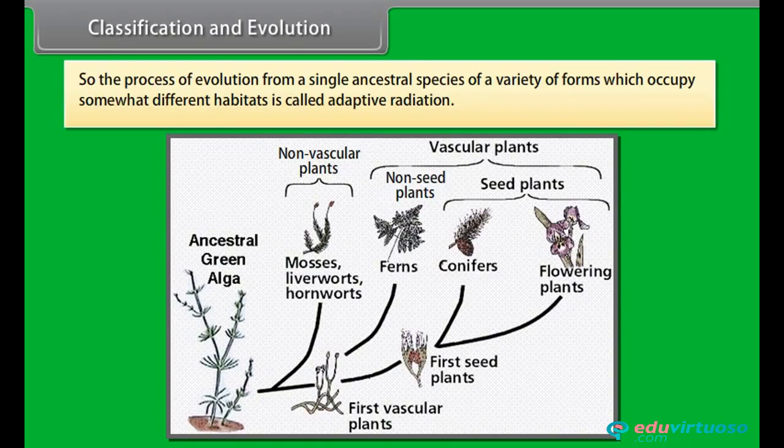So, the process of evolution from a single ancestral species of a variety of forms which occupy somewhat different habitats is called adaptive radiation.